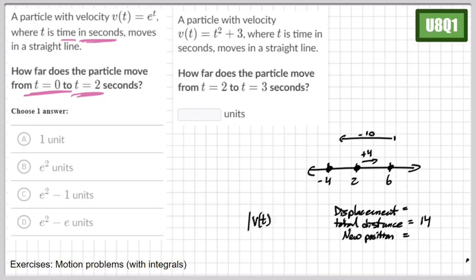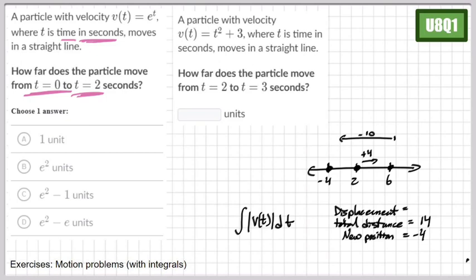If you wanted to find total distance and you were given a velocity function, you'd have to take the absolute value of it and then add everything up. The reason you have to take the absolute value is because you have to change this 10 to a positive and then add the 10 to the 4. Displacement, actually, new position is probably the next easiest one. That was pretty obvious. What's our new position? Yeah, it's negative 4. We'll talk about new position in a second, once you can say what displacement is.